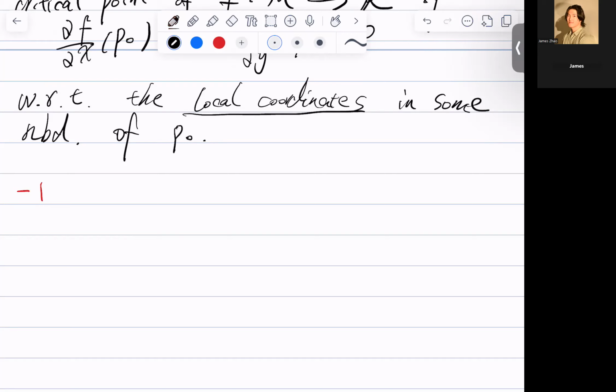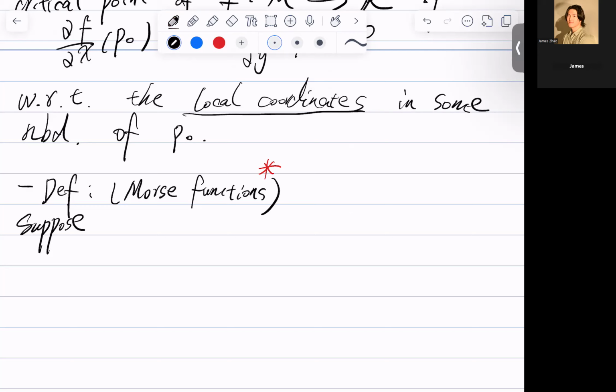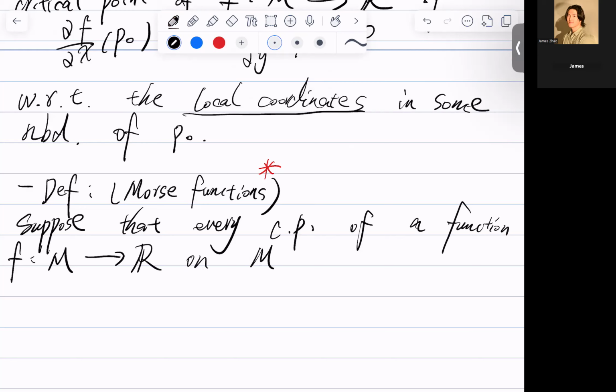Okay, so let's quickly define this. Definition: Morse functions. I'll put a little star here because those are very important. They're a special class of functions. Suppose that every critical point of a function f that maps from a surface M to R is non-degenerate.